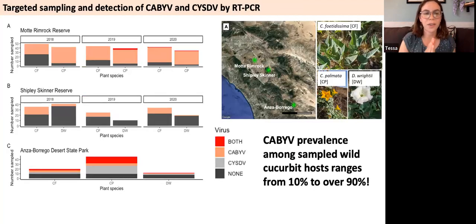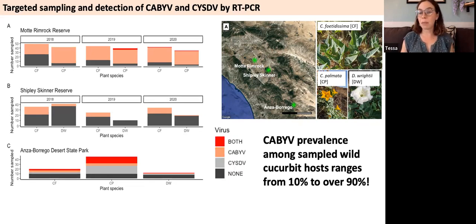Okay, so here are my results. This seems like a kind of busy slide, but let me go over what everything means. Each plot represents a different reserve. Mott Rimrock and Shipley Skinner are broken down by sampling year. On the y-axis, we have the number of plants sampled, and on the x-axis, we have what plant species each bar represents. Anza-Borrego, we only sampled in 2019, but we got a lot of plants when we visited. Each color also represents a different virus or combination of viruses.